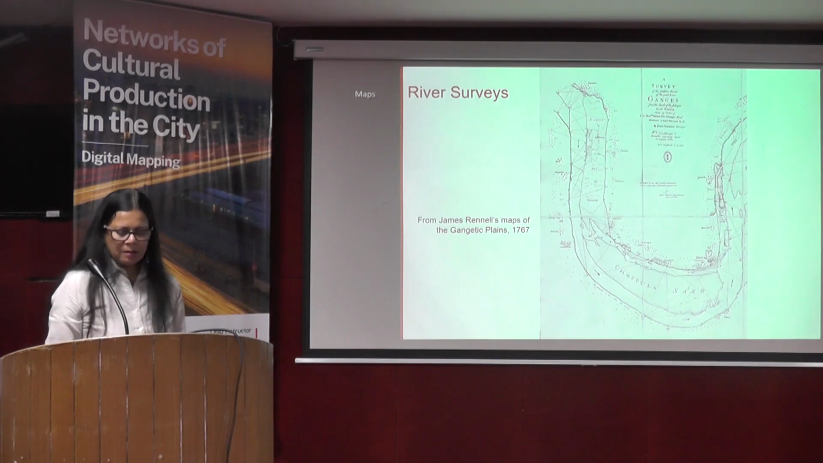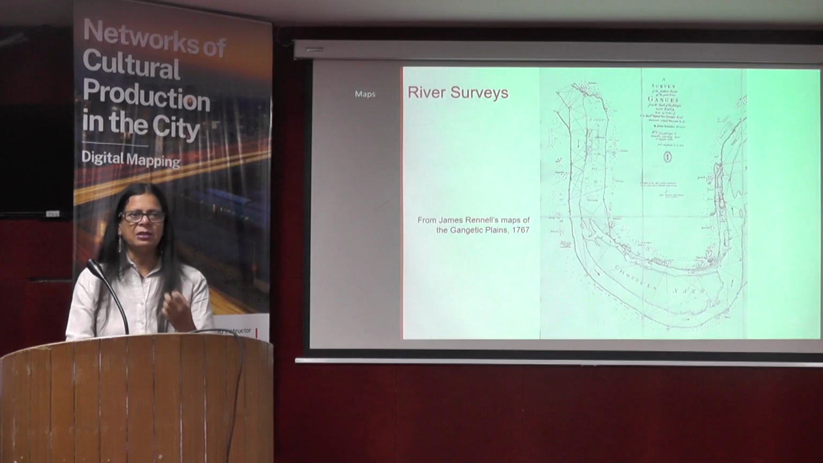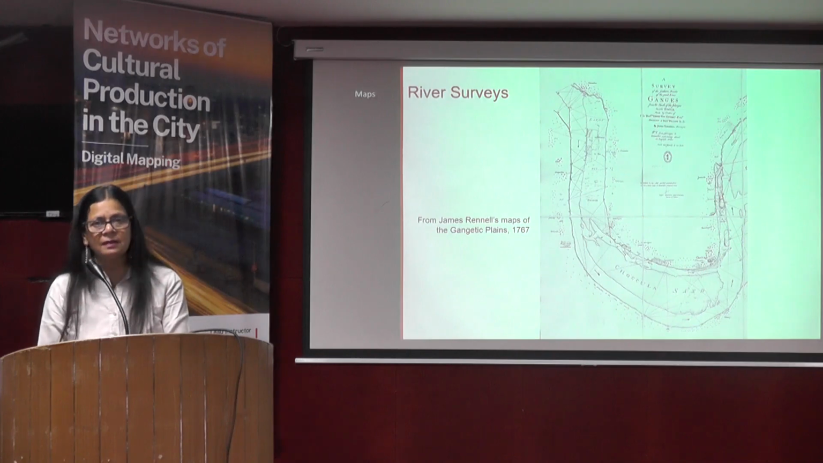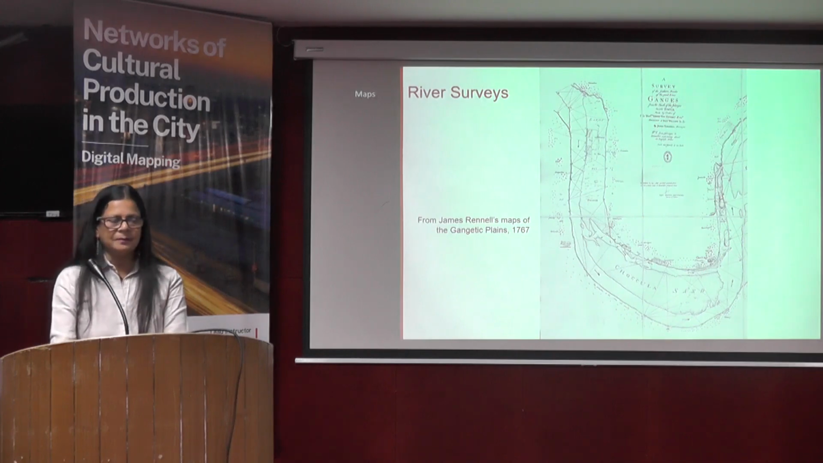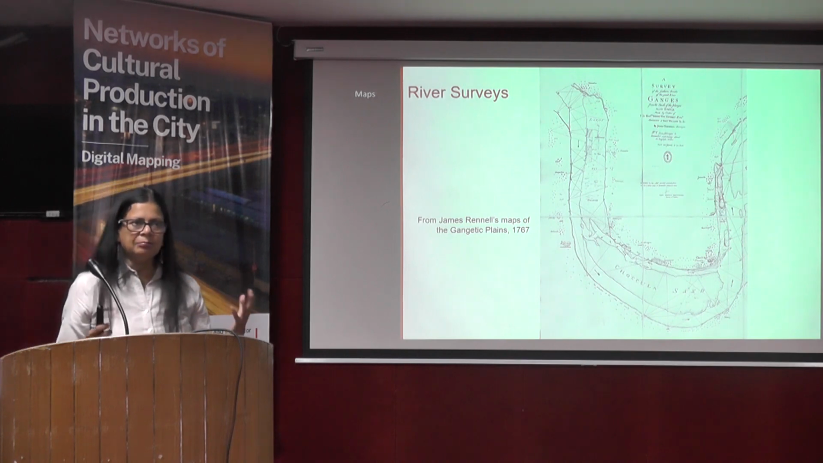And his were definitely reconnaissance maps. In other words, this is given as a military priority in the 1760s, just after Plassey. So this is still, Clive is still in control.